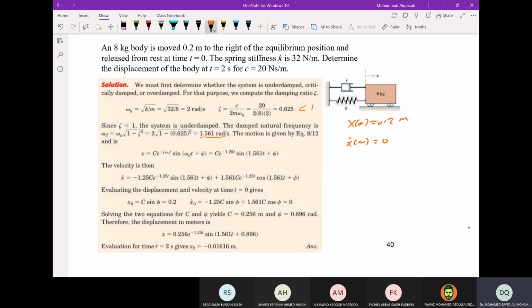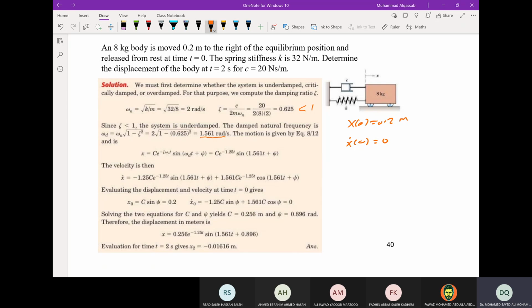This zeta, 0.6, is relatively high. Okay, in practical systems which rely on structural damping, they will have very small zeta, 0.1 maybe maximum, and omega n and omega d are almost the same for small zeta, but here zeta is relatively high. And as you can see, omega n is 2 and omega d is 1.561 radian per second.